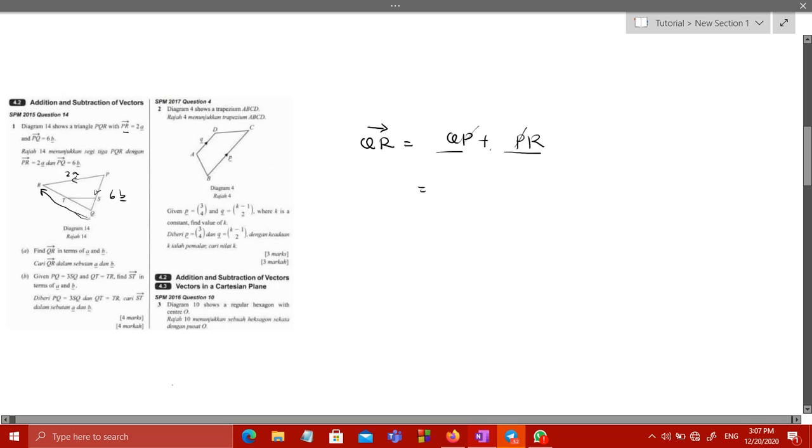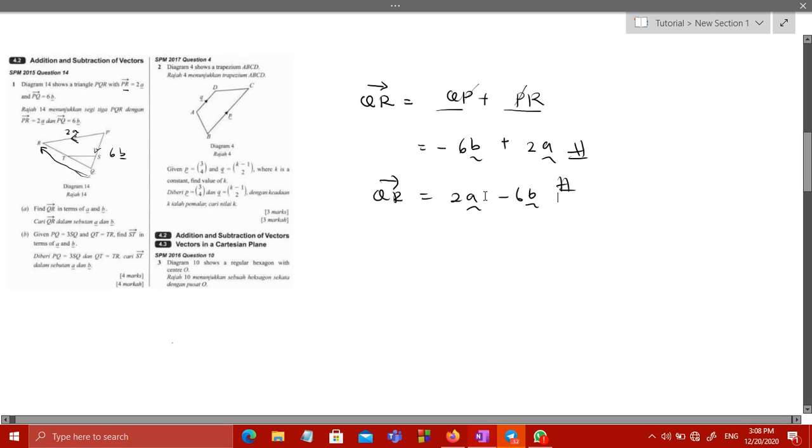So QP, we have the information of PQ but not QP, but the direction matters. So QP is actually opposite to the PQ, so you just put the negative sign, but the magnitude is still 6b. So QR is negative 6b plus PR. We know PR is 2a, and this is our answer. Or else you can put the positive in front and the negative at the back, actually both are correct answers.